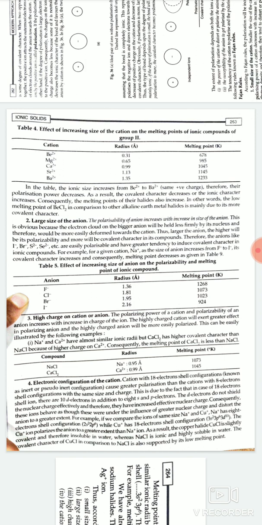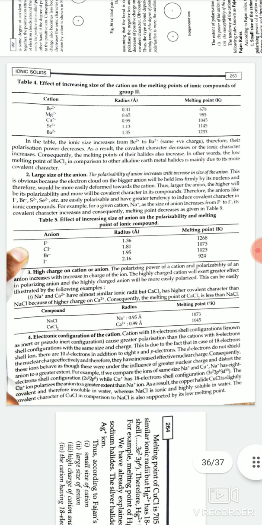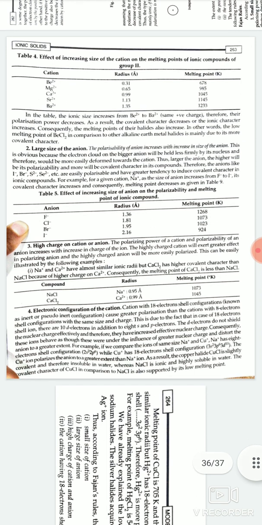In the table, the ionic size increases from beryllium 2+ to barium 2+, with the same positive charge. Therefore, their polarization power decreases. As a result, the covalent character decreases or the ionic character increases. Consequently, the melting points of their halides also increase. In other words, the low melting point of BeCl2 in comparison to other alkaline earth metal halides is mainly due to its more covalent character.